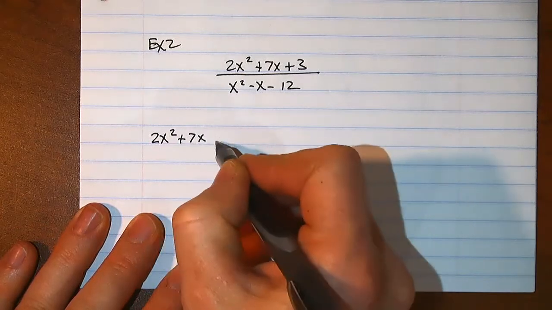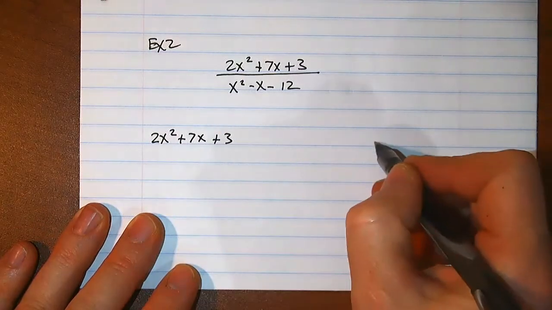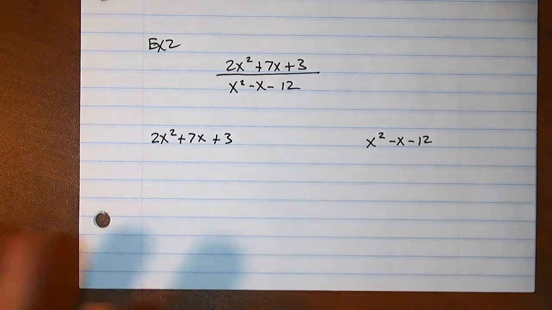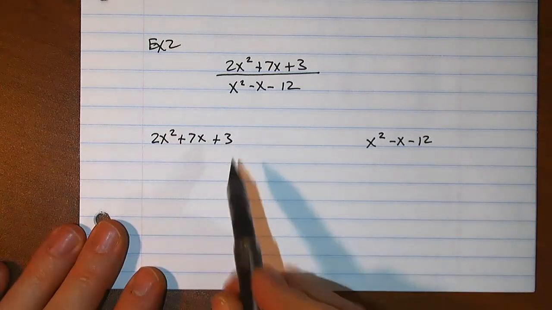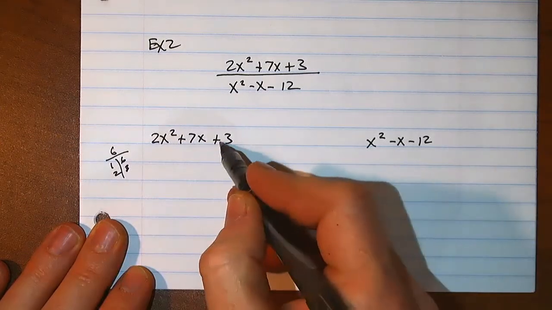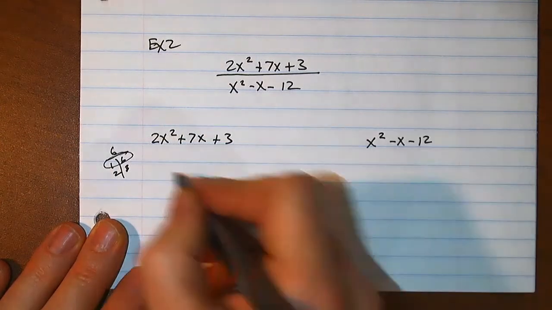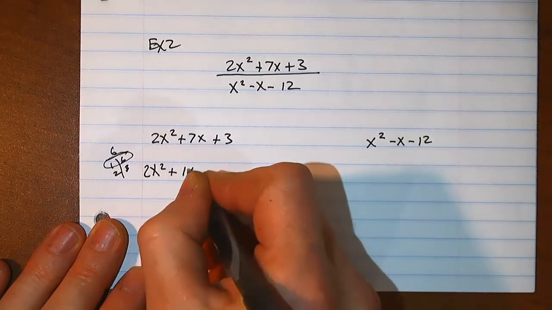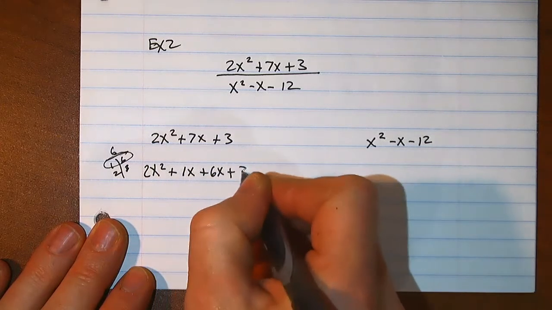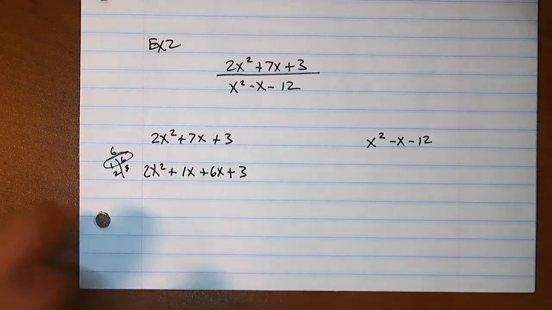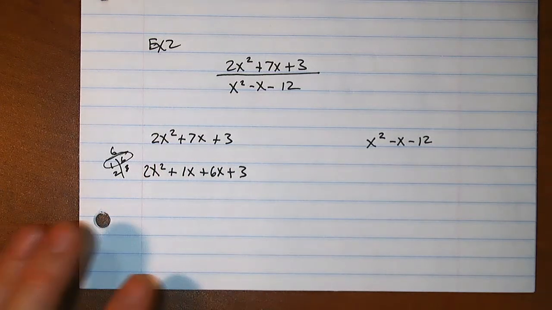But what I would do is just on some scratch paper, or in this case, down underneath of the problem, wherever it is you've got space for some scratch work, I would do these. So I'm going to do 2 times 3, that gives me 6. Factors of 6 that add to 7, that's 1 and 6. So I'm going to say 2x squared plus 1x plus 6x plus 3. Remember, you can write these in any order. You'll get the same answers, just your steps will look different than mine.